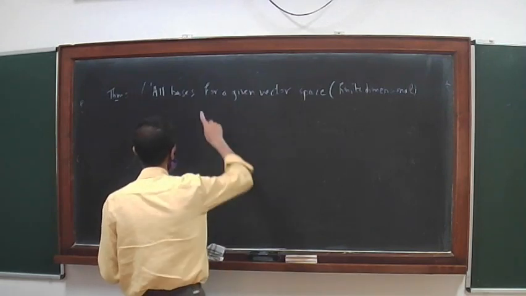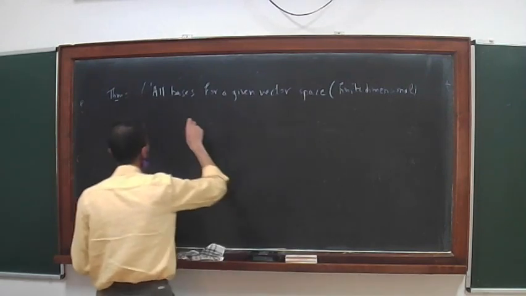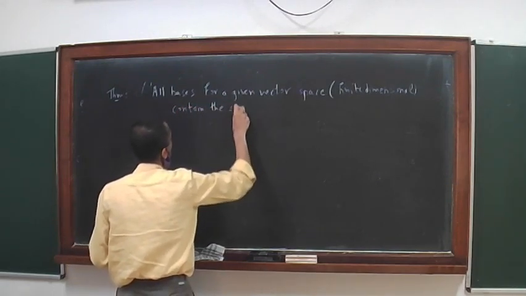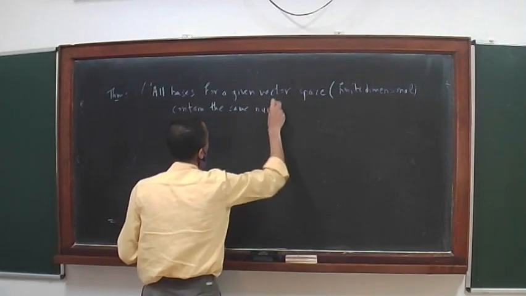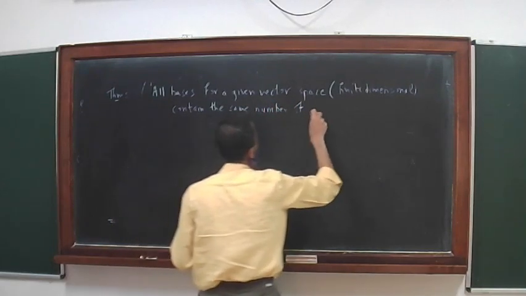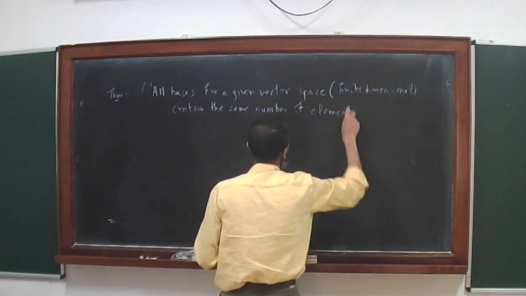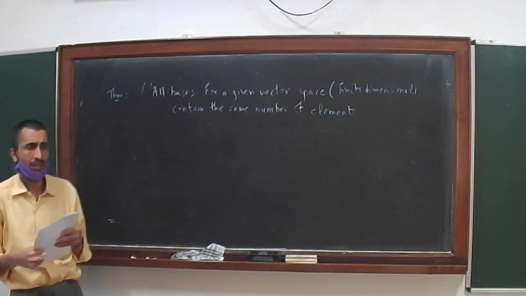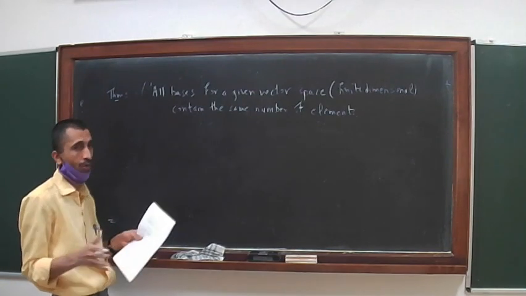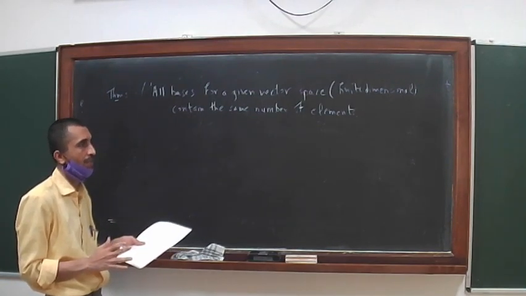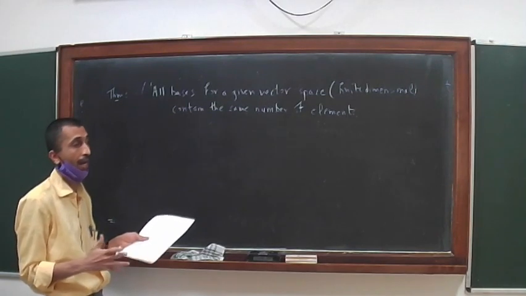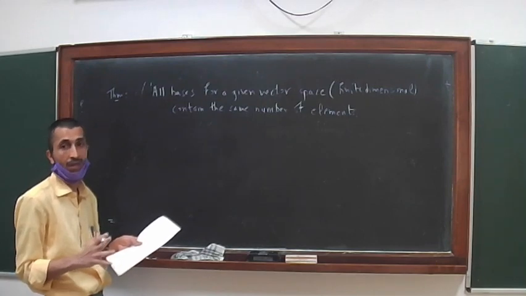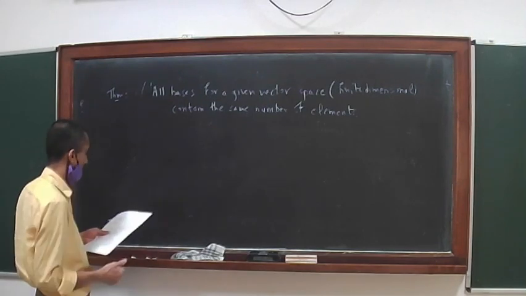So all bases for a given vector space contain the same number of elements. What that means is, again, let us take the case of the three-dimensional vector space R3. You cannot have one basis which is only two vectors and another basis which is four vectors. So you cannot have bases which have different numbers of elements. They all have the same number of elements.